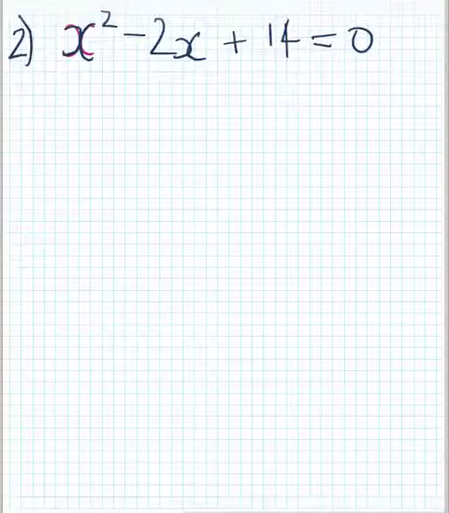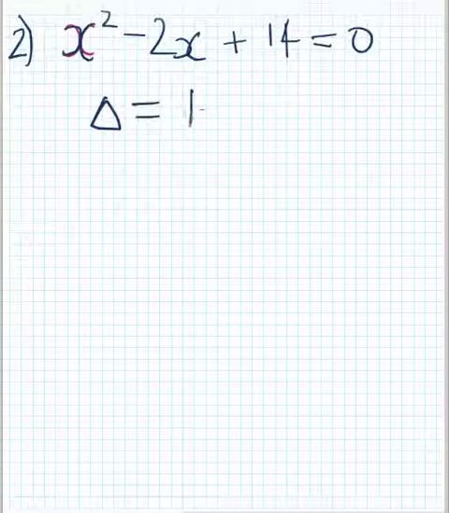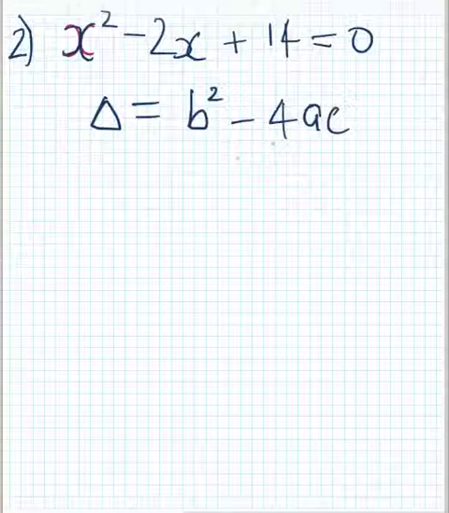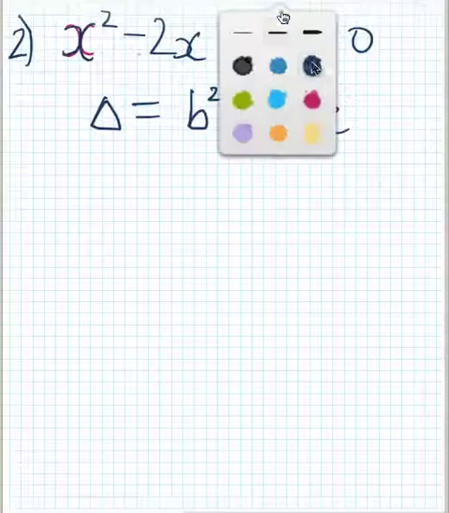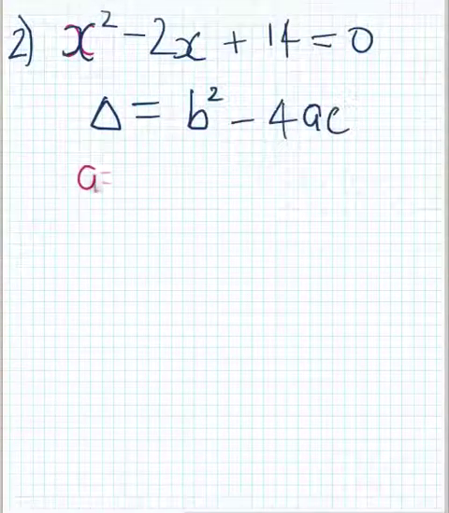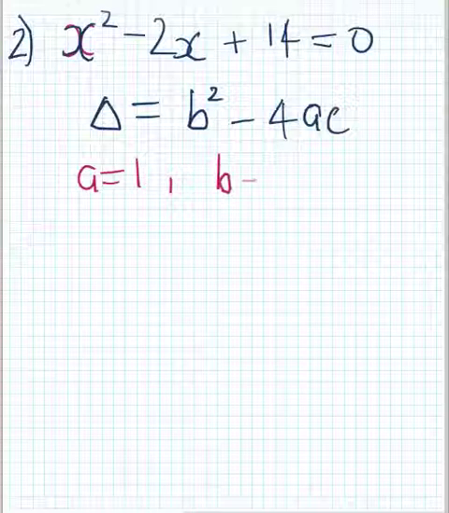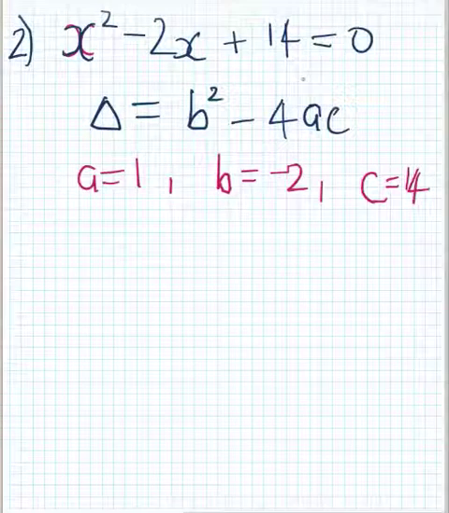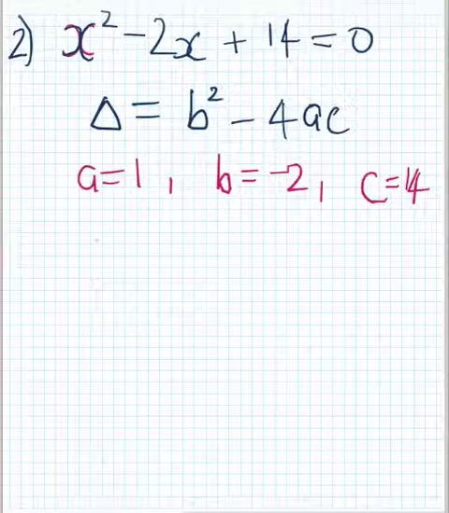Now, for this one, instead of trying to factorize it to find the x-intercepts, I want to determine what types of x-intercepts, if I have any, that I'll have using the discriminant. So we know the discriminant is equal to b squared minus 4ac, and it's the part under the square root in the quadratic formula. Now, all we're going to do is substitute. Let's just highlight what a is. The coefficient of x squared is a positive 1, the coefficient of b is -2, and the coefficient of c is positive 14.